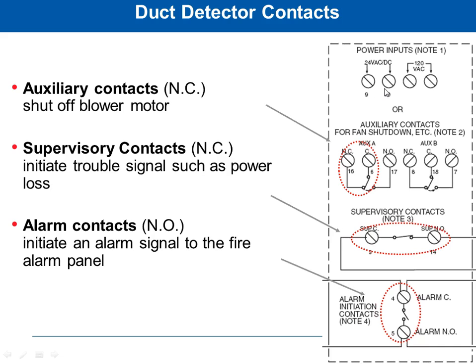Like I said, it can either be 24 volts, AC or DC. It'll detect which one you have. Or it could be 120 volts. You wire one or the other, not both. But it can be powered off either one of those types of power sources depending on what you have available.